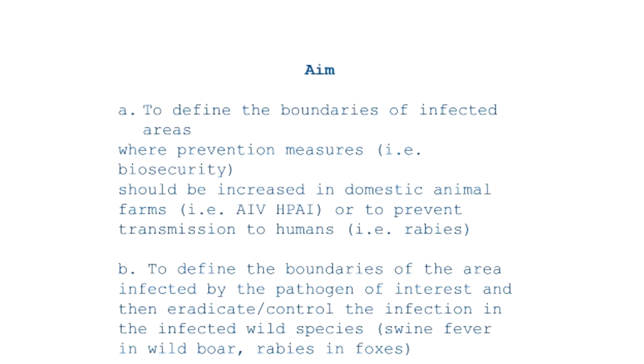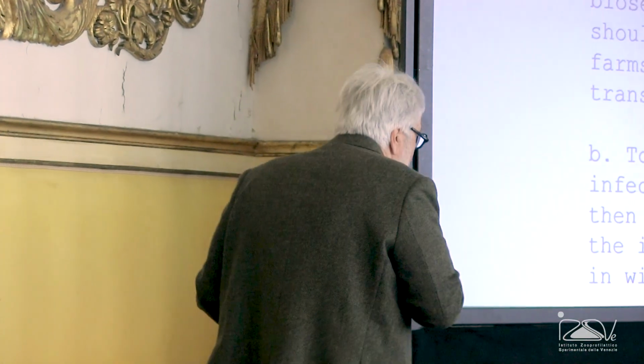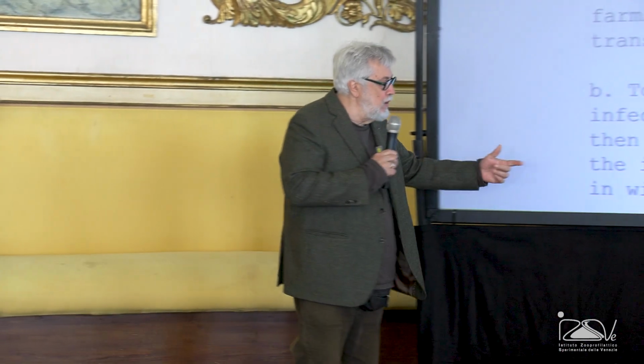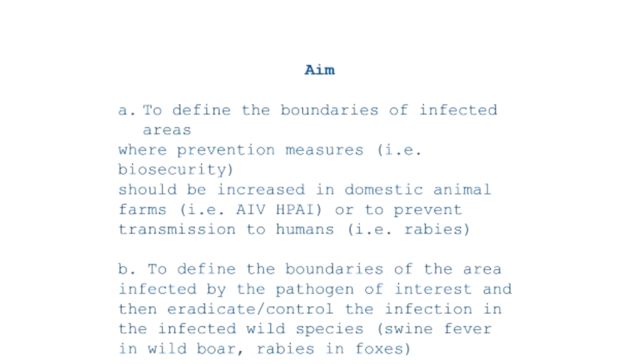So the second aim is to define the boundaries of an area infected by a pathogen of interest, like African swine fever in wild boar. We are just understanding where the disease is, to eradicate or to control the disease in the infected species. Could be even rabies in foxes, but for African swine fever in wild boar, it's compulsory at the EU level; for rabies, not.